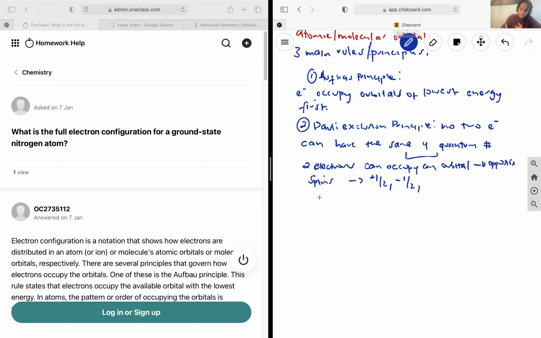Okay, and then the last one is Hund's rule. And that one just states that every orbital should be singly occupied before any is doubly occupied.